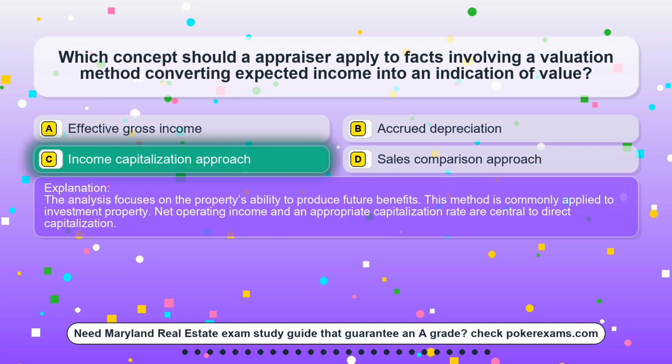The analysis focuses on the property's ability to produce future benefits. This method is commonly applied to investment property. Net operating income and an appropriate capitalization rate are central to direct capitalization.